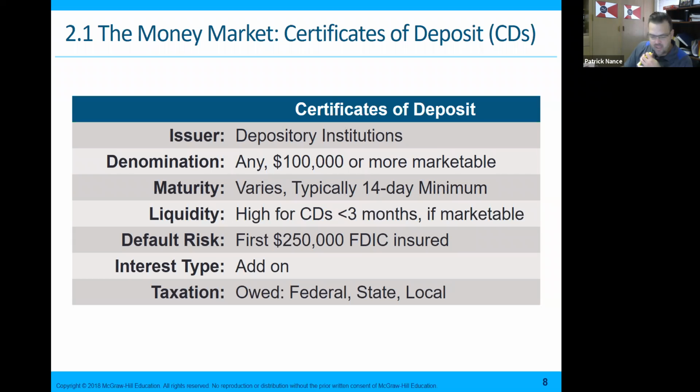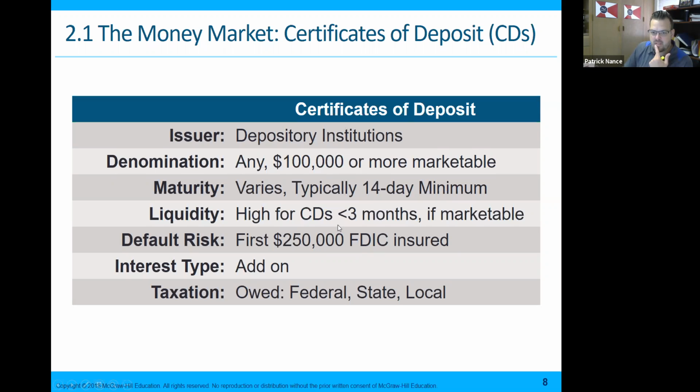Generally, the more locked up your money is, just like risk, it has a relationship with the amount of return that you're going to receive. If you do try and get it out early, usually there's heavy penalties and fees, and you don't receive interest, and it's just kind of a bad idea. So depository institutions, so banks and that type of thing, any denomination $100,000 or more, varies. Typically a 14-day minimum as far as maturity goes, but it can be kind of anything.